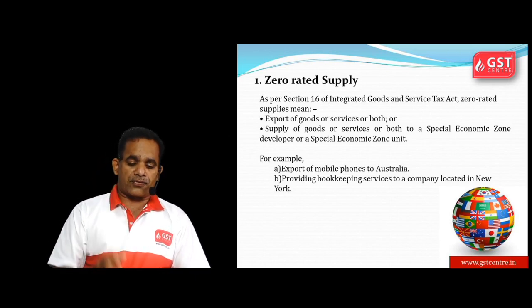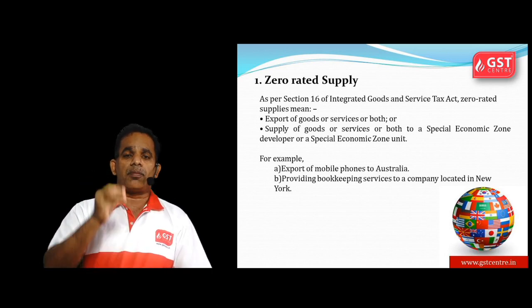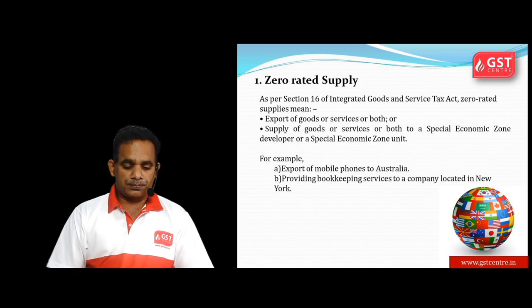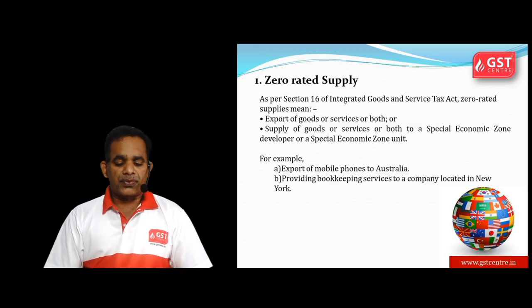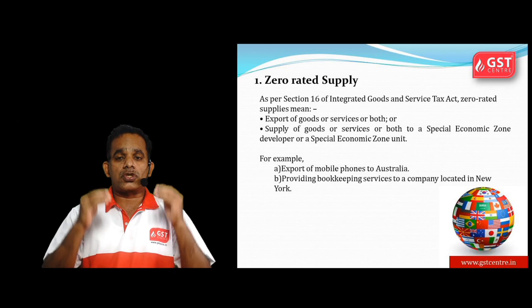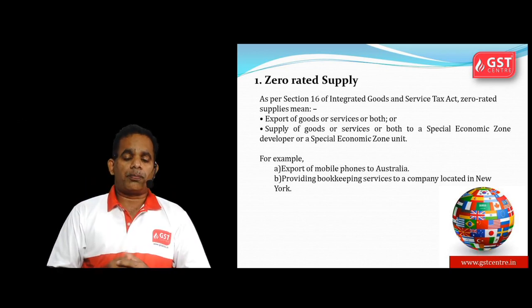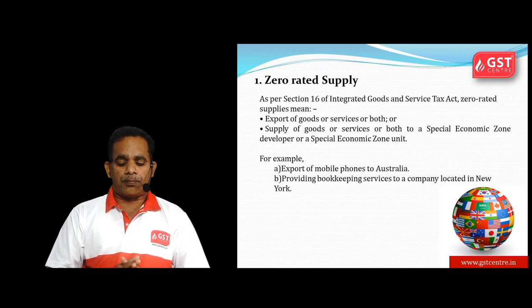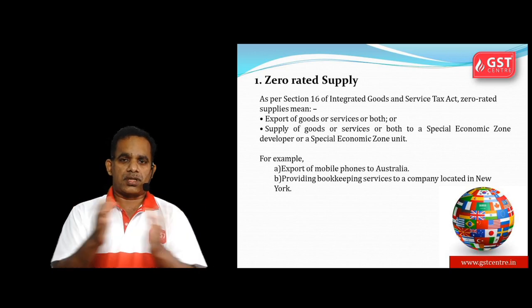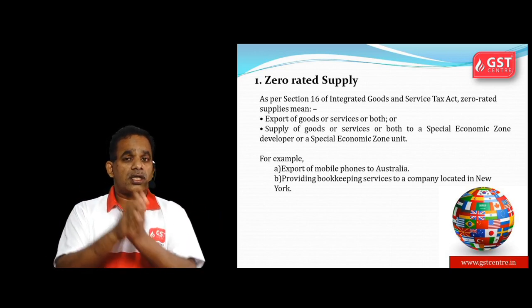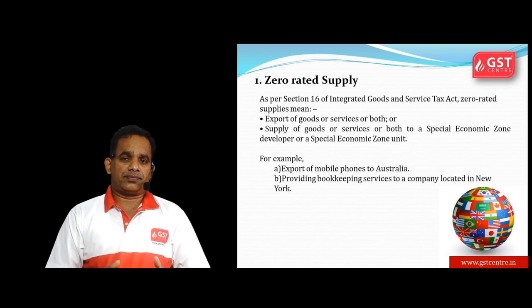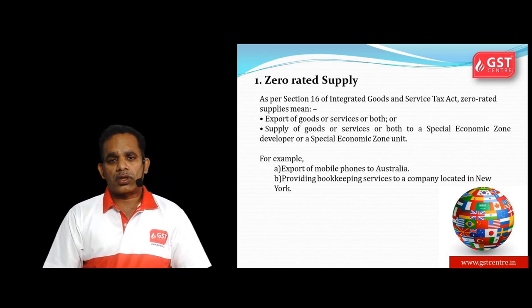export of goods and services or supply of goods and services to a special economic zone, unit, or developer. Okay, for example, export of mobile phones to Australia or providing bookkeeping services to a company located in New York. These are exports. So these are called zero rated supply. Why zero rated? I will tell you.